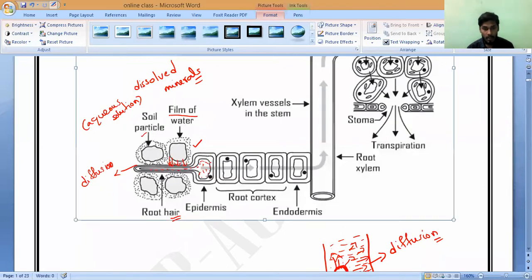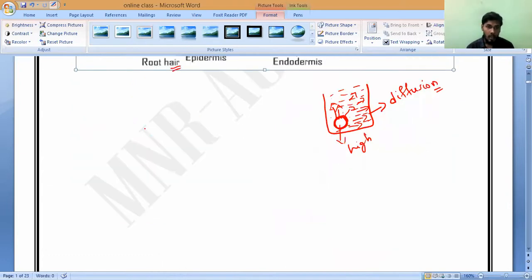Now from root hair to the epidermis, you can see between them a kind of barricade. What is that process? Osmosis. Observe very carefully. There are 2 different concentrations. From high concentration it goes to low concentration. In the middle we have a semi-permeable membrane.